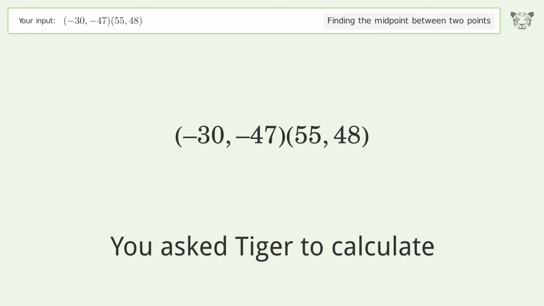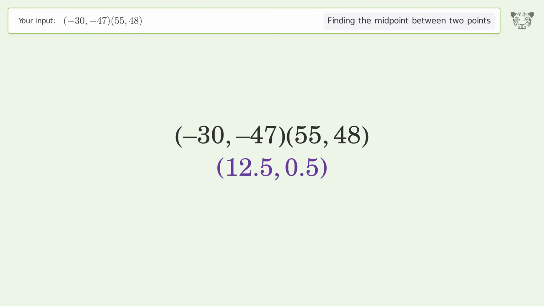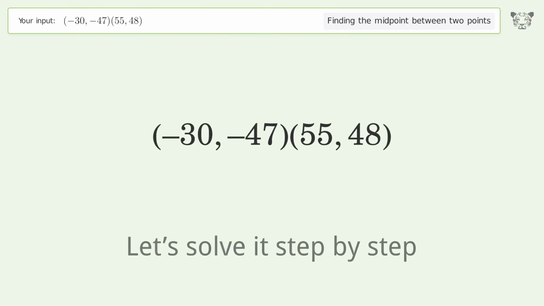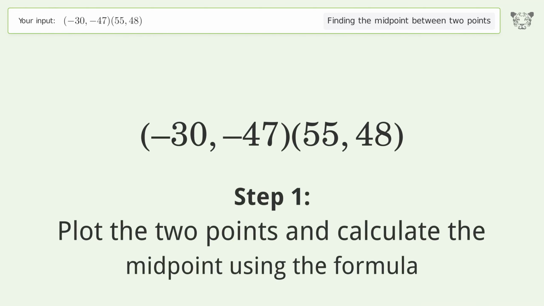You ask Tiger to calculate. This deals with finding the midpoint between 2 points. The midpoint between the 2 points is 12.5, 0.5. Let's solve it step by step. Plot the 2 points and calculate the midpoint using the formula.